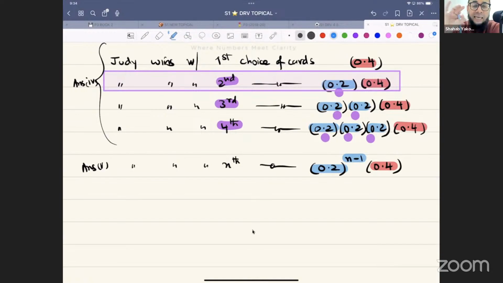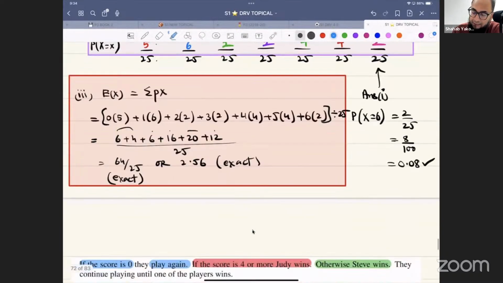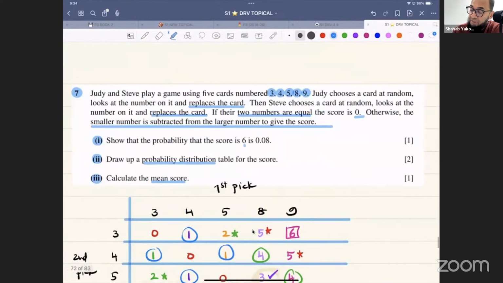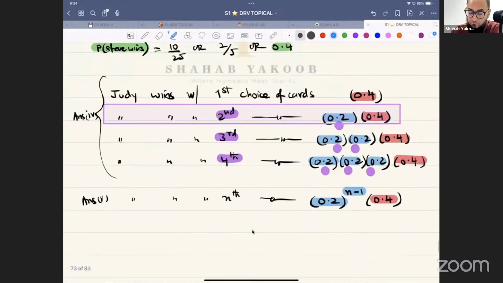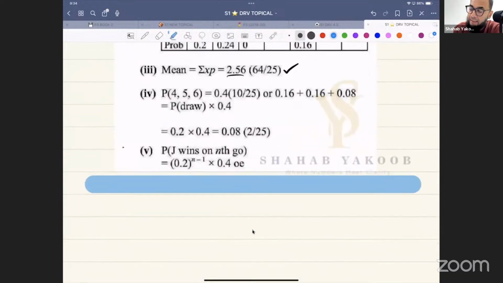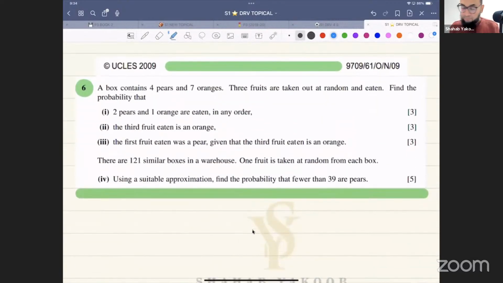So this was again an out of the box question. This is about Steve and Judy. The first 3 parts were okay. The last 2 parts were kind of tricky and they were worth 5 marks. The first 3 parts were only worth 4 marks. So the last 2 parts were heavy duty. That is 0.2 raised to the power of n minus 1 into 0.4, and this is 0.4 and this is 0.2. All good, all clear? Now let's look at this one.